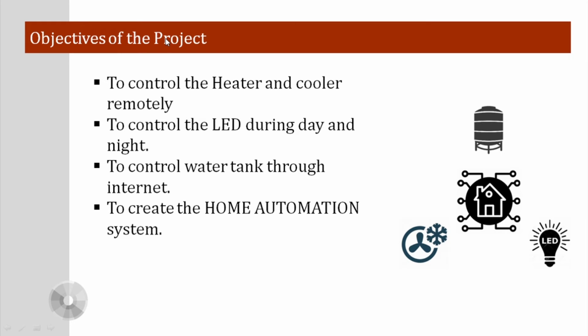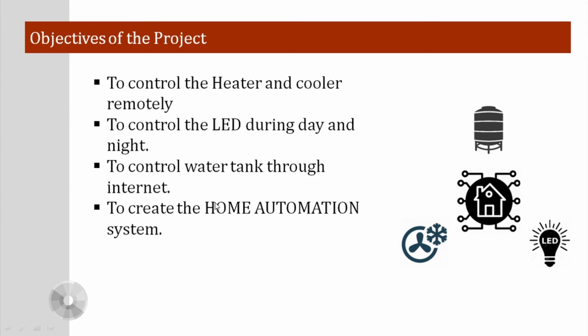So, this is the objective of the project. Our main aim is to control the heater and cooler remotely, and to control the LED during daytime and night time. This is one of the objectives. And next, to control the water tank through the internet, meaning control the inlet valve and outlet valve through the internet. Finally, after these three objectives, we will conclude that it is a home automation system.